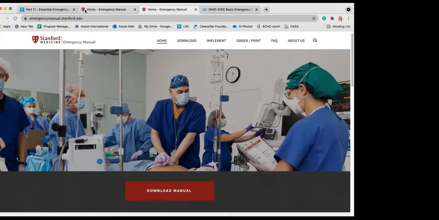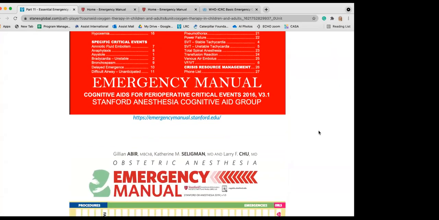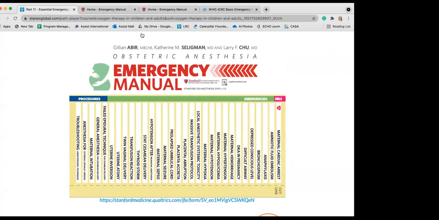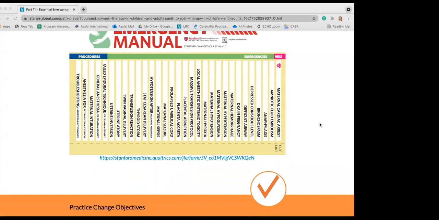Okay, let's go back. There is another one from the same group but focusing on obstetric complications, which is very good. I recommend everyone download that. Very good.